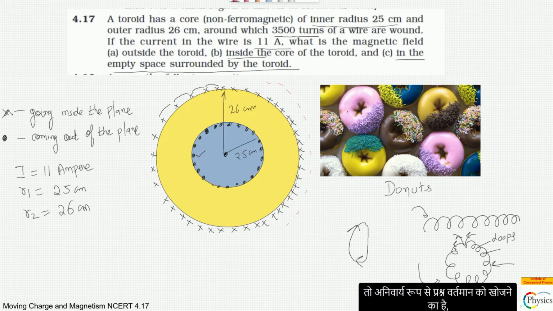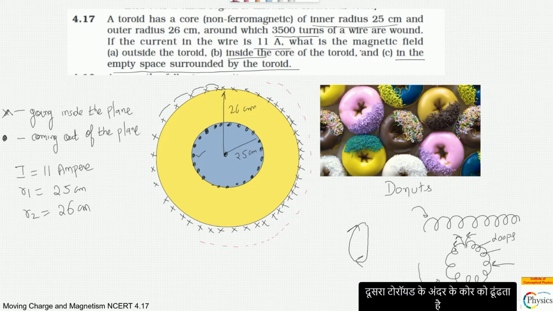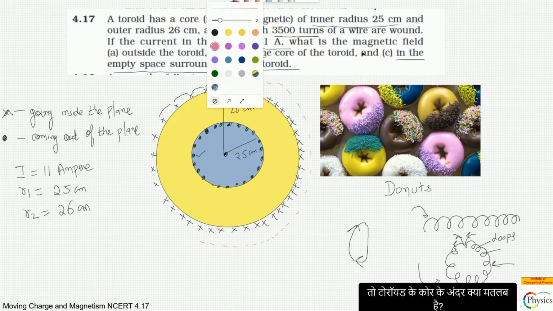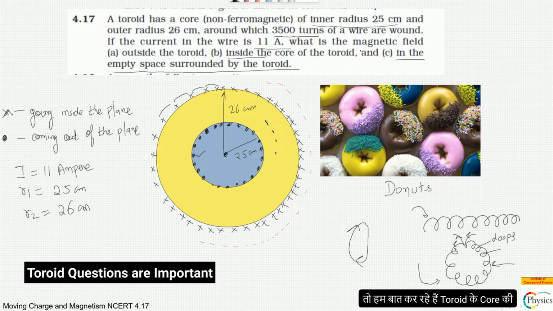So essentially, the question is, find the magnetic field outside the toroid. So this is where it is asking you to calculate the magnetic field. The second is, find the magnetic field inside the core of the toroid. So inside the core of the toroid means what? Let's say this is the core of the toroid. So we are talking about the core of the toroid. So inside the core means this.